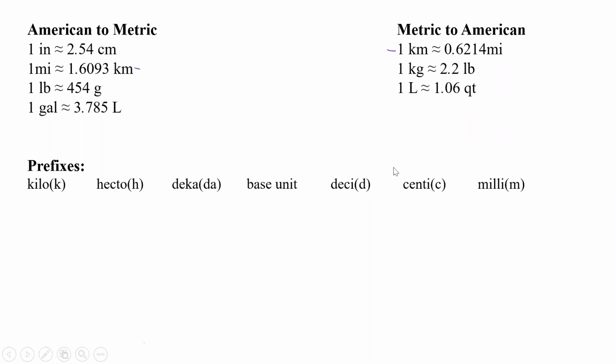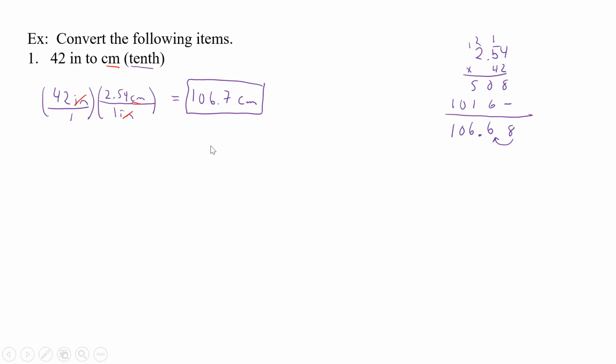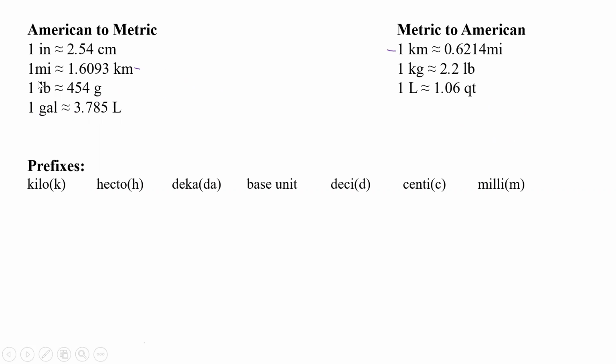All right, so 79 miles to kilometers. So 79 miles over 1. Now we need to have something to convert from miles to kilometers. Now, like I said, there were 2 versions here. We could do 1 mile is 1.6093 kilometers, or we could do 1 kilometer is 0.6214 miles. It really doesn't matter which way we do it. We can just go ahead and do our conversion here.